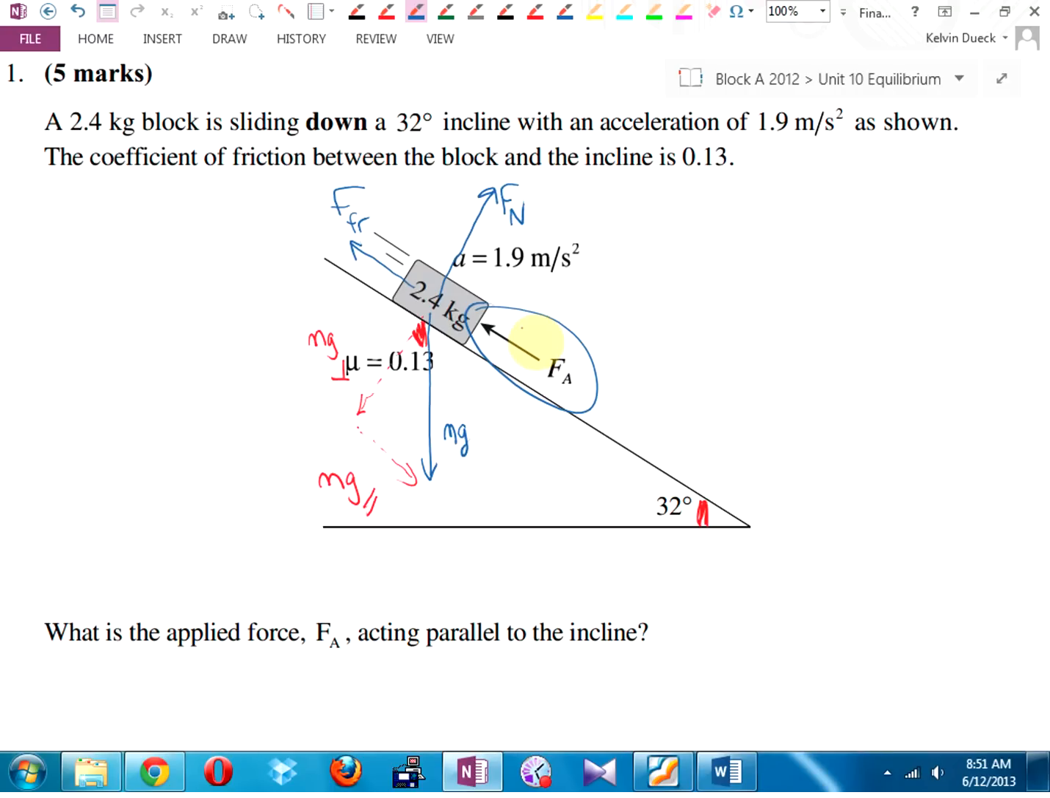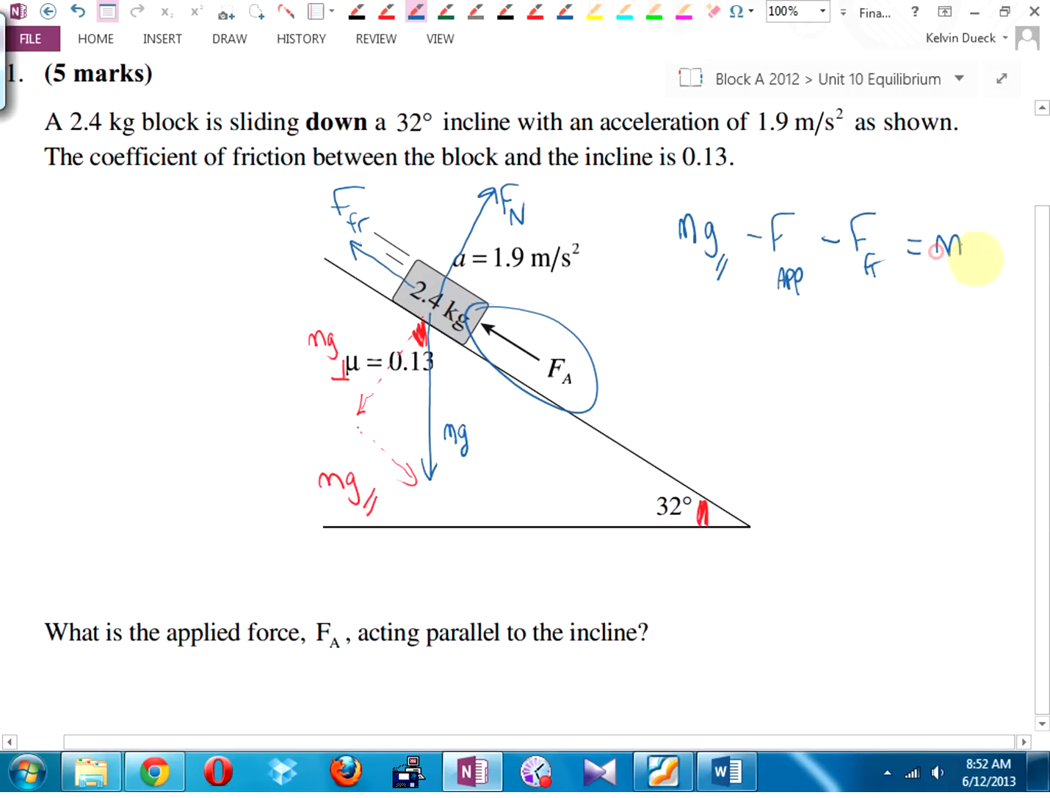We said from here, we're going to go to a winner minus loser approach. Who's winning? Which way is the block accelerating? Down the hill. So my equation's going to look like this: mg parallel, and any other forces down the hill are going to be winning. Are there any others? I don't see any. Who's losing? Who else? What does that equal? My net force, and my net force was just ma.